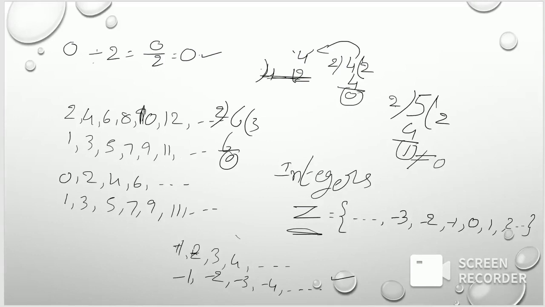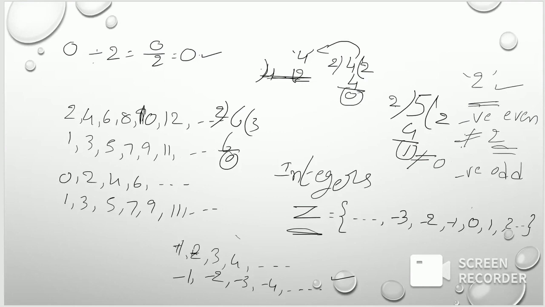The definition is the same. A negative number which is exactly divisible by 2 is called a negative even number. A negative number which is not divisible by 2 is called a negative odd number.